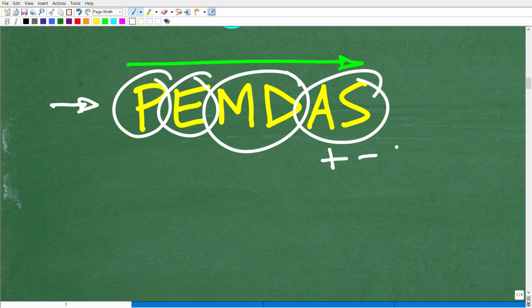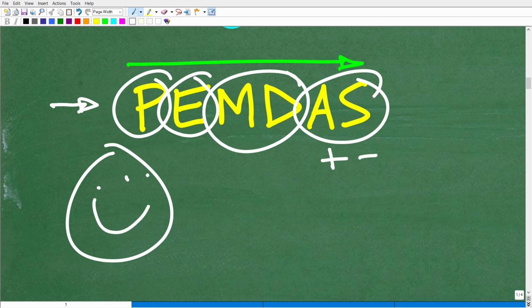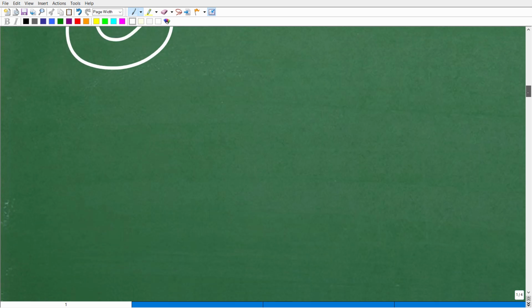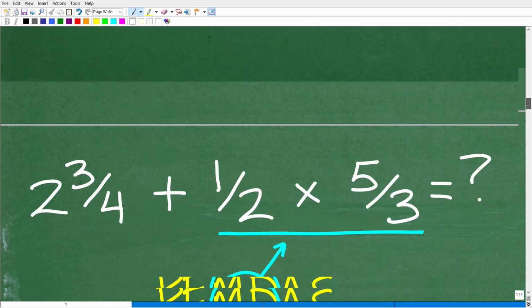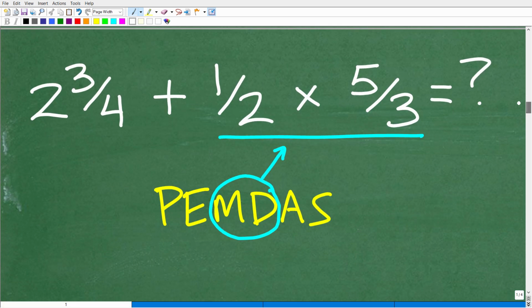And A and S, addition and subtraction, work the same way. Okay, so now that you understand the order of operations, and hopefully you have some basic math skills in terms of fractions, we can put this all together and solve this problem. So let's go ahead and start. And our first step is what? Well, we have addition and we have multiplication. So we're thinking about PEMDAS, multiplication or division is certainly going to be before any addition or subtraction. So we need to start right here and figure out what 1/2 times 5/3 is equal to.